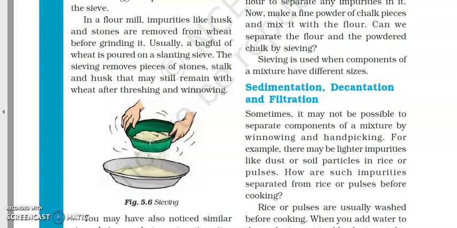This method of separation is called sieving, and this method is used in flour mills also, where grains are separated from their impurities like stones, stalks and husk. We have studied the processes of threshing and winnowing, where we separated the husk particles, but still some particles of husk and straw remain with the grain, and for that we use the method of sieving.